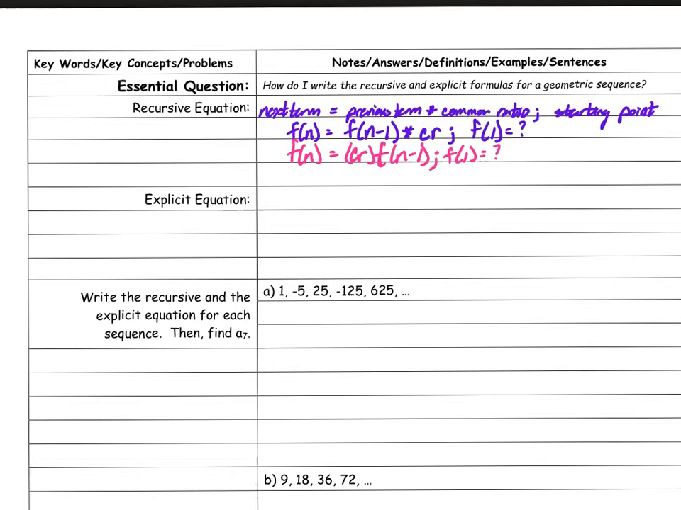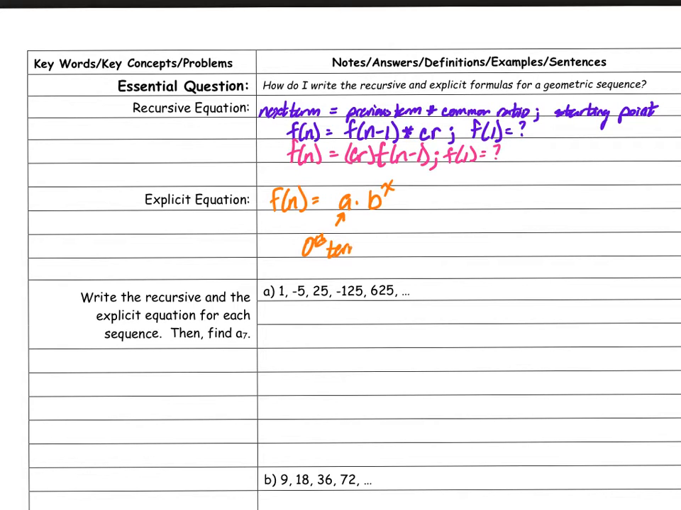So for my explicit equation, we have f of n, or y, whichever you want to put, f of n equals a times b to the x power. Now we need to find what a and b are. We know what x is. x is our variable, that's what we're trying to find, right? Which term is that? That's my term number. So what is a? Well, a is my 0th term.